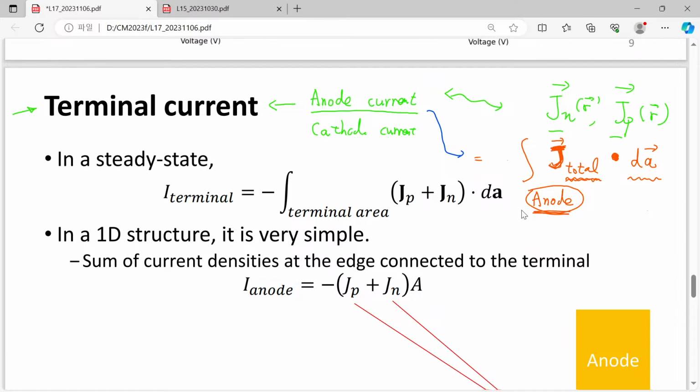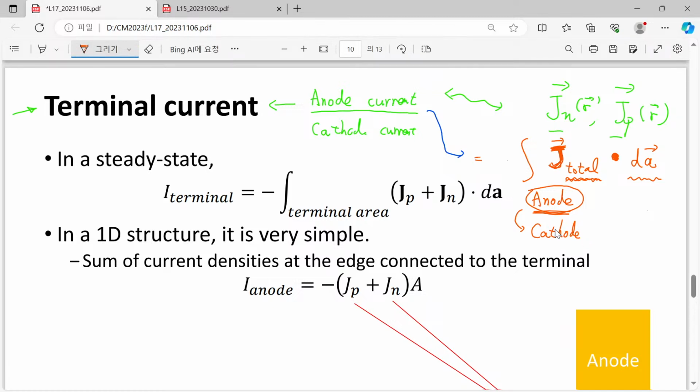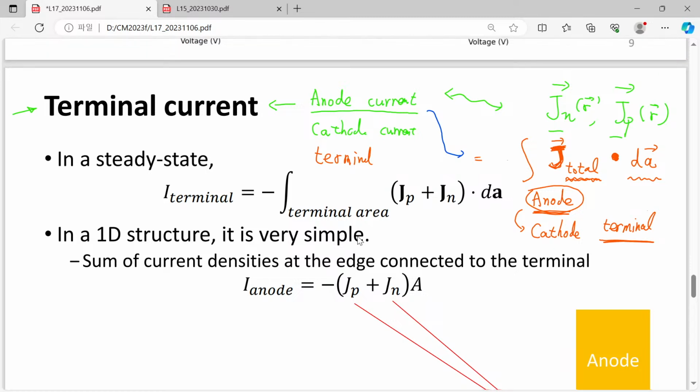Of course, instead of this anode, if we make an integration over the cathode, then that will be related to the cathode current. So now any kind of terminal current can be obtained by this integration evaluated over a certain terminal area. Okay? Are you happy?